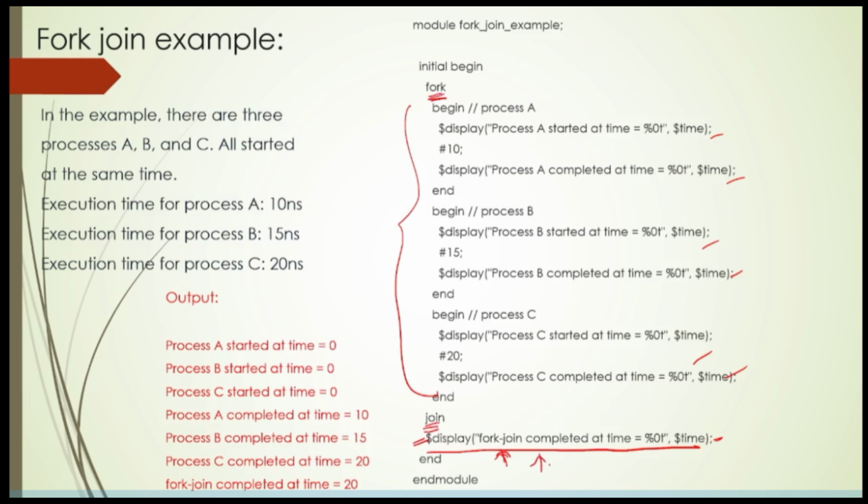That means this statement is being blocked by all the statements that you are mentioning. So until all the statements, based on the delay, are executed, only then will the last statement that you have given outside the fork join be executed. Okay, so this is the thing about fork join.